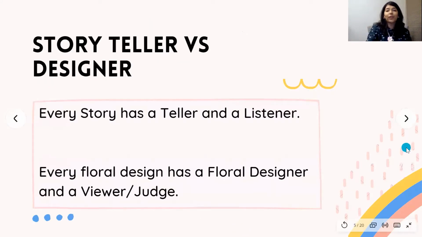So every story has a teller and a listener, and every floral design has a floral designer and a viewer or judge. So when I say stories are told and heard, I also mean that stories are written and read, because we usually read stories. So every story that is written needs a reader to read it.